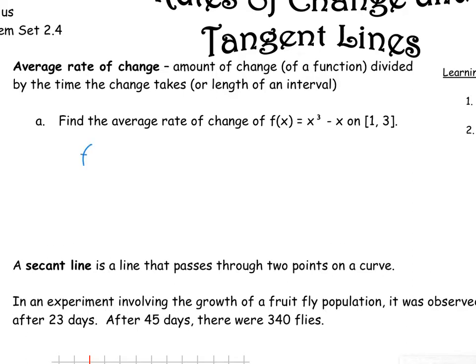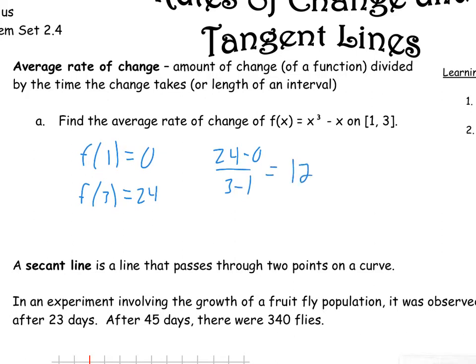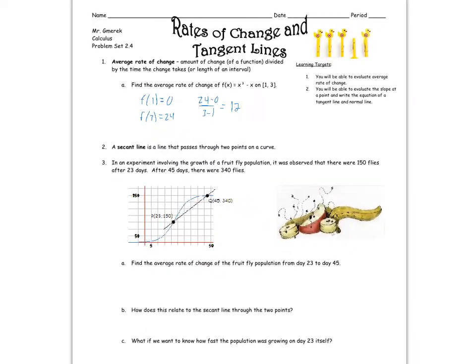So f of 1, which will be the y value at 1, is 0. F of 3, which is the y value at 3, is 24. So this is 24 minus 0 over 3 minus 1, which is 12. Average rate of change, slope between 2 points.